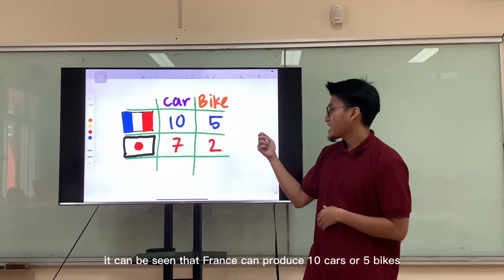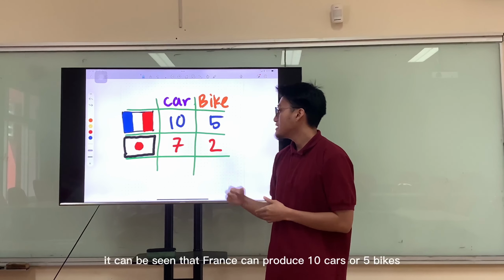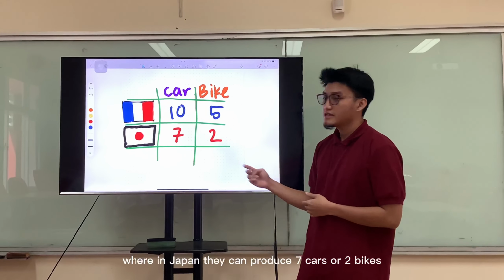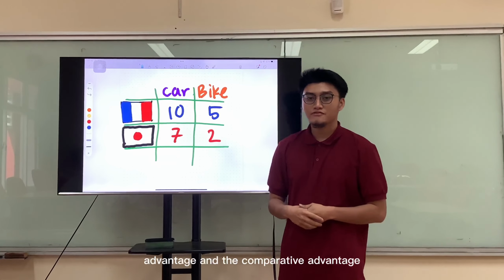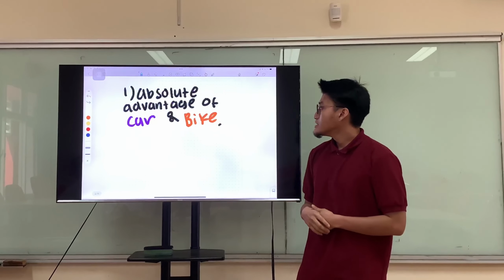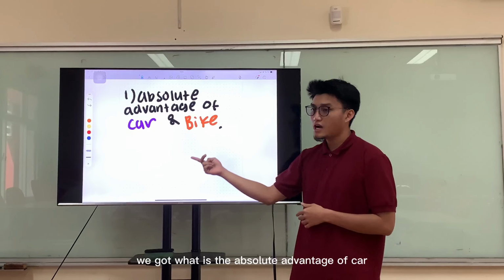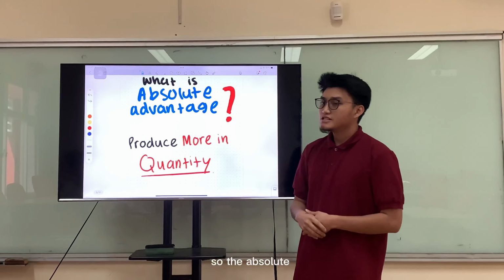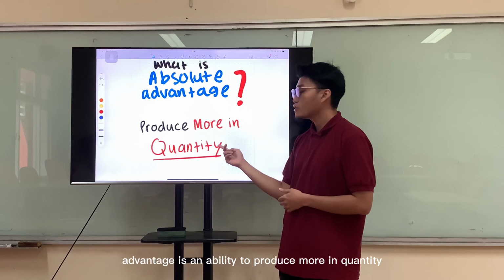So from the case, it can be seen that France can produce 10 cars or 5 bikes, whereas Japan can produce 7 cars or 2 bikes. So let's identify what the absolute advantage and the comparative advantage are. For the first question, what is the absolute advantage of car and bike? Before that, we have to know what absolute advantage is. The absolute advantage is an ability to produce more in quantity.